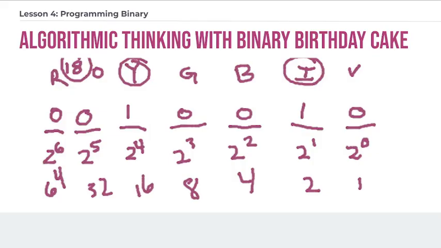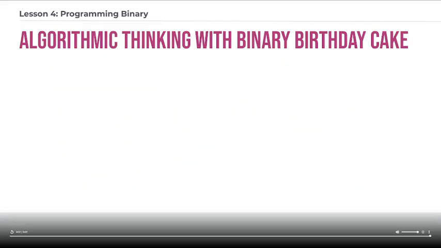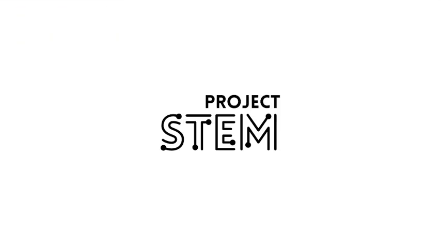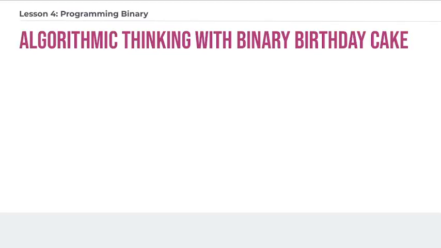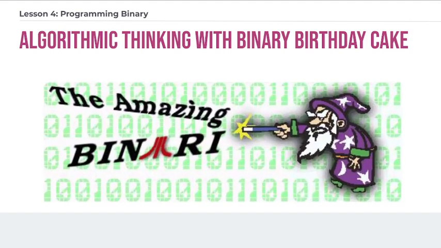But let's think about this a little bit differently. By the way, you should know how to do this, this whole conversion of decimal to binary. Make sure you have that down. But let's talk a little bit about another way to think about this, because that's the thing with algorithmic thinking. Yes, there is one particular way that we can do things, but there is always another. And in this case, there does happen to be another really good way. And it goes back to what we learned from watching The Amazing Binary.